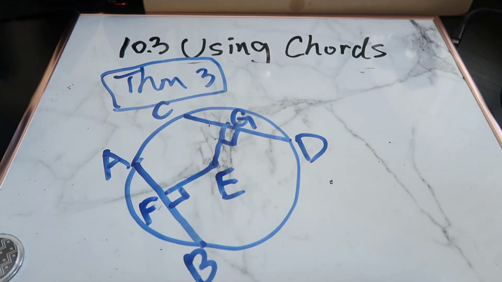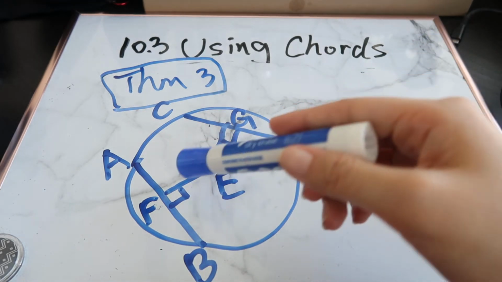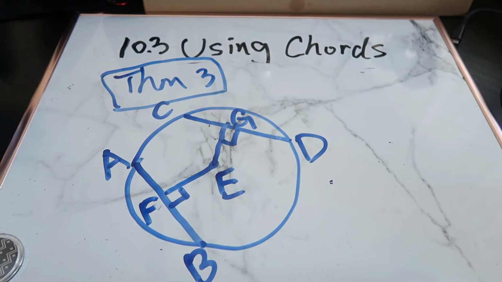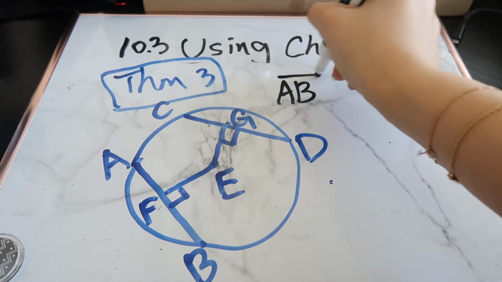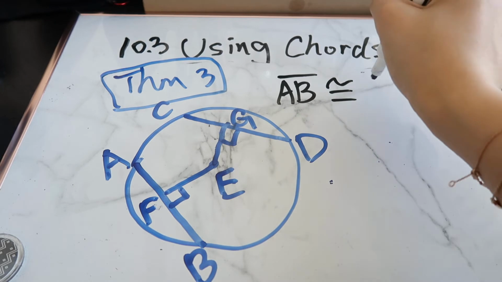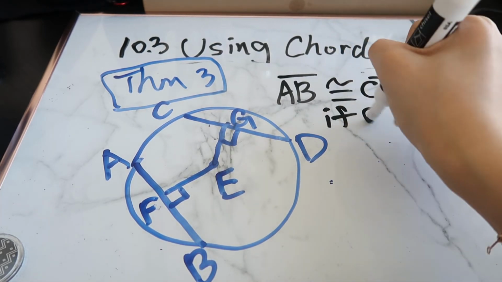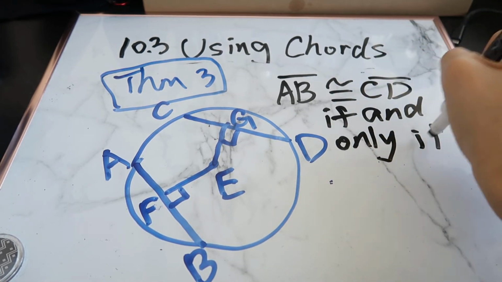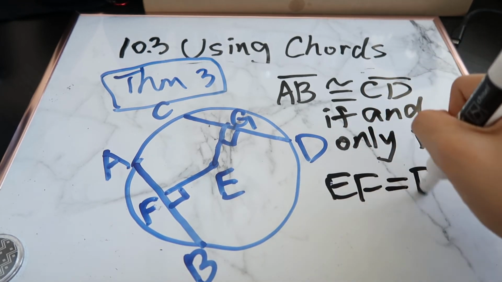So for this one, when you have 2 chords and then you have 2 perpendicular segments that go from the center to each chord, then the theorem goes that chord AB would be congruent to chord CD if and only if EF equals EG.